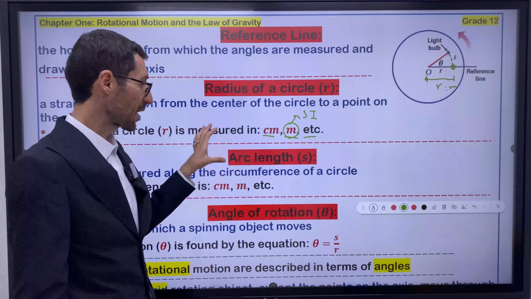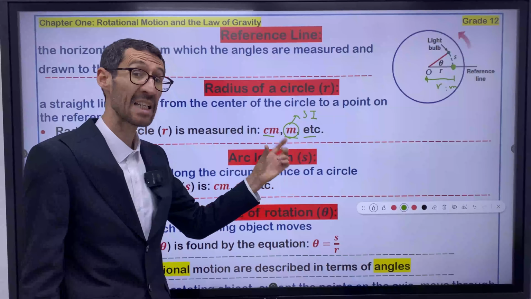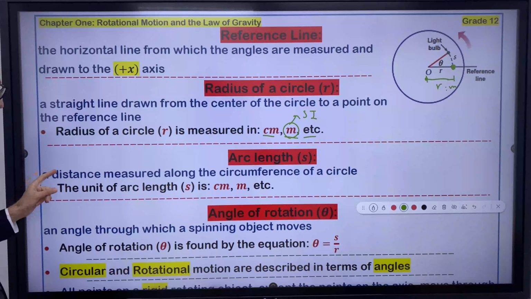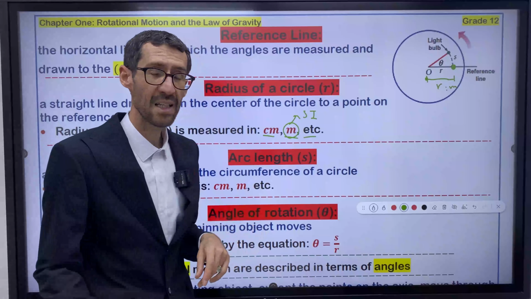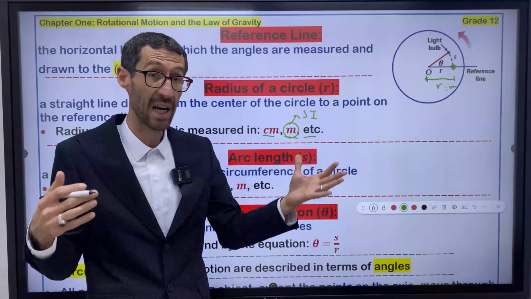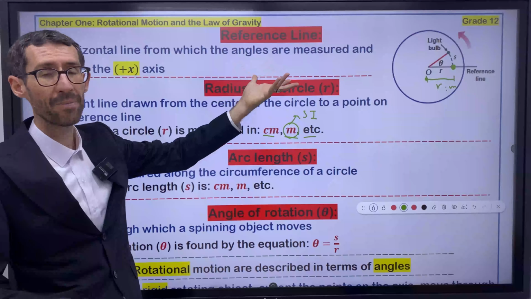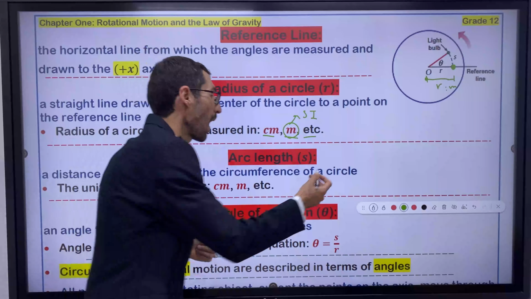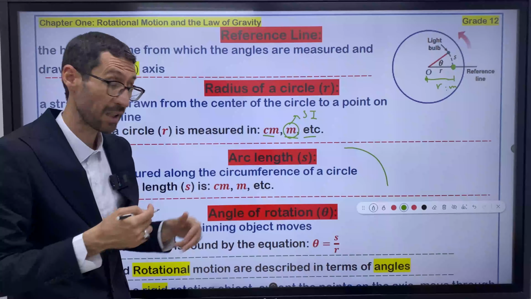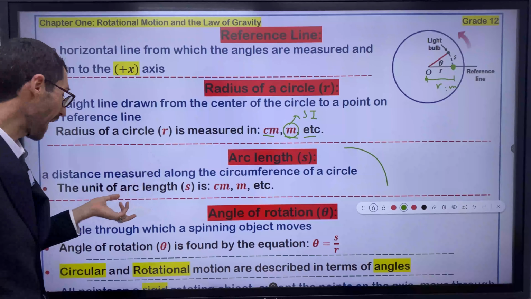We have another expression, which is arc length. Arc length, or we denote it as small s. What's arc length? Let me read the definition and I'll explain it. It says, a distance measured along the circumference of a circle. Arc length is a curved path. It's not a straight line. About the reference line and radius, we said they are a straight line. But here, the arc length is a curved path, measured along the circumference of a circular path.